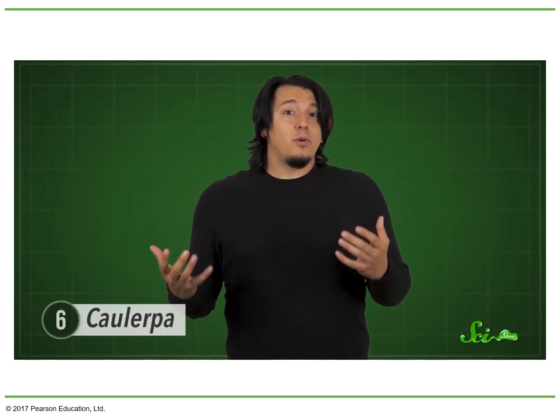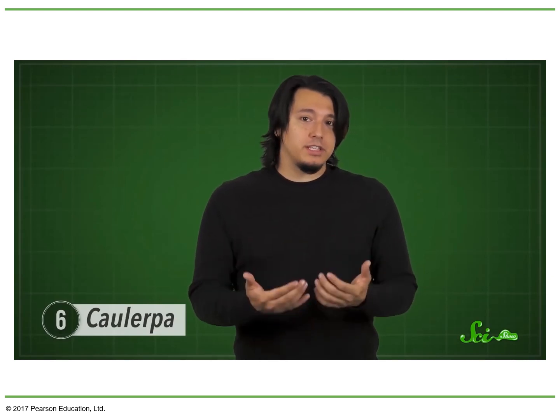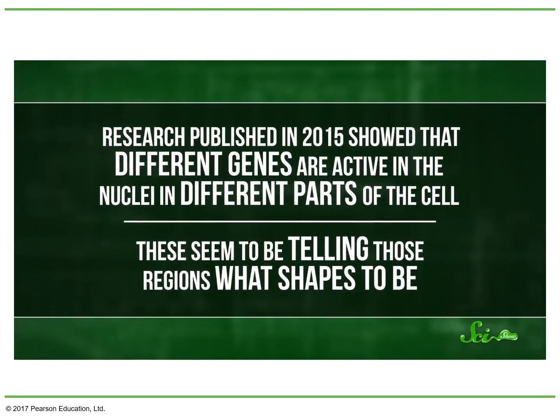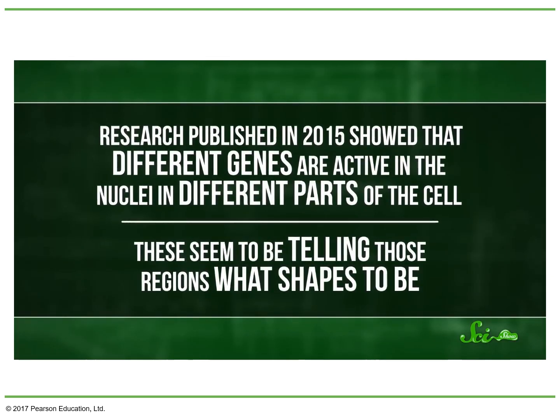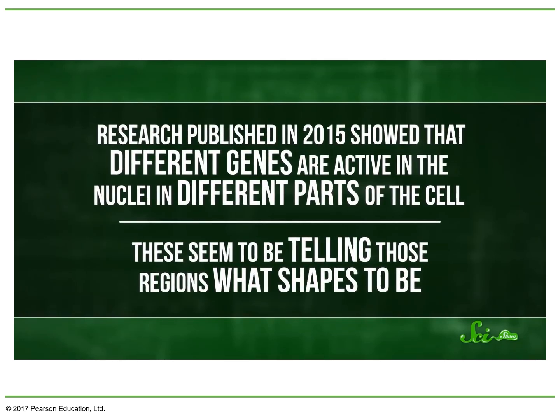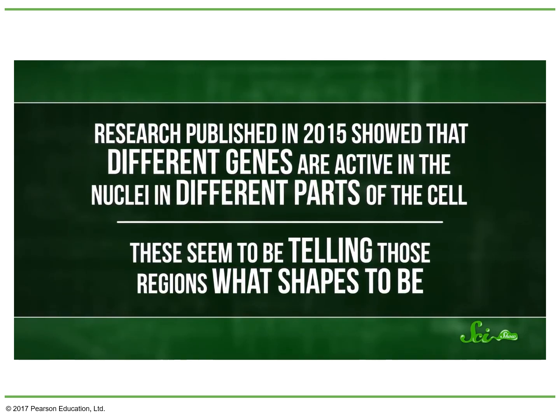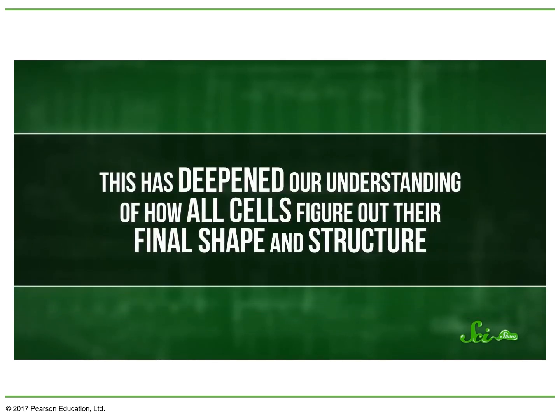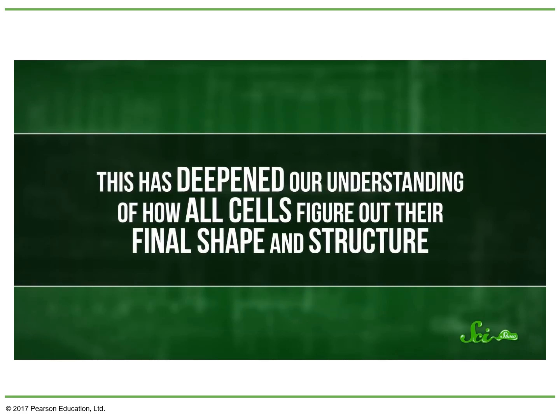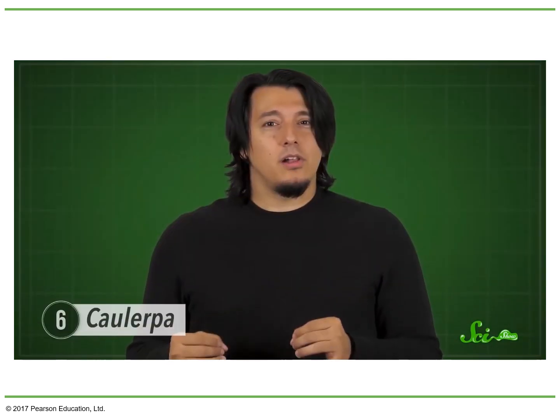Now, they believe it all boils down to when and where different genes are active. For instance, research published in 2015 showed that different genes are active in the nuclei in different parts of the cell, and these seem to be telling those regions what shapes to be. This has deepened our understanding of how all cells figure out their final shape and structure, and it's actually calling into question whether any plant is truly multicellular.